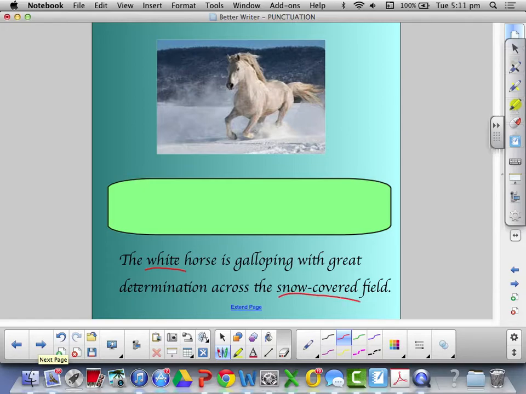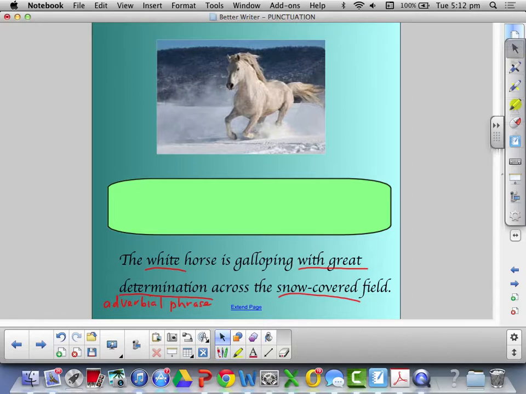Okay, I haven't added an adverb as such, but I've told you how he's galloping by using this thing here, with great determination. Okay, now that is not an adverb because it's more than one word. It's a phrase, all right, and we call it an adverbial phrase. A phrase is a group of words, and in this case it's a phrase that is like an adverb. It tells us more about how the horse is galloping.